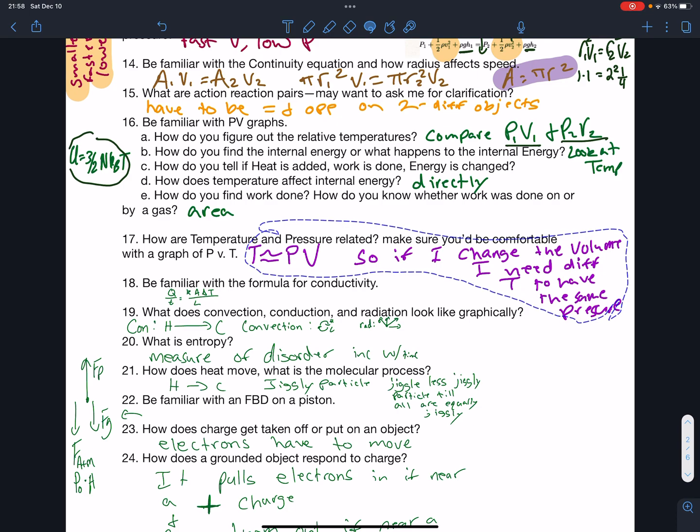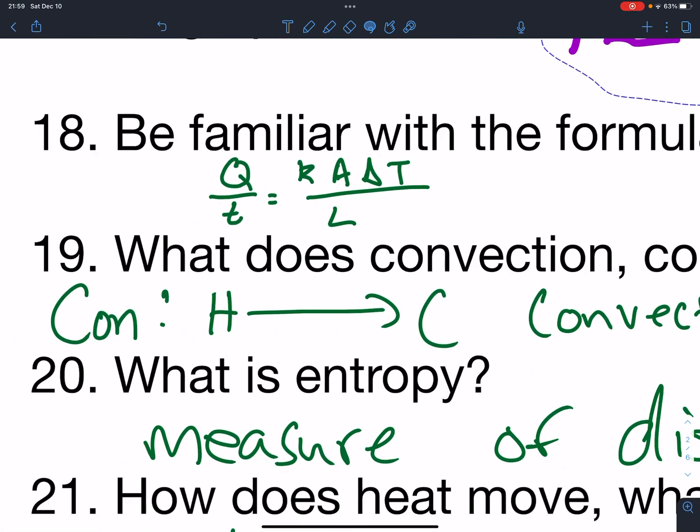Be familiar with the formula for conductivity. This is the formula for conductivity. You just need to be able to use it. So Q, remember, is heat. So this is heat.